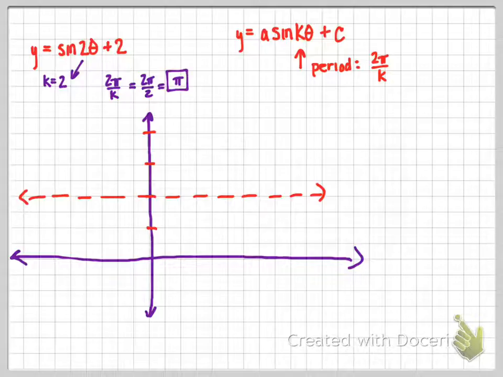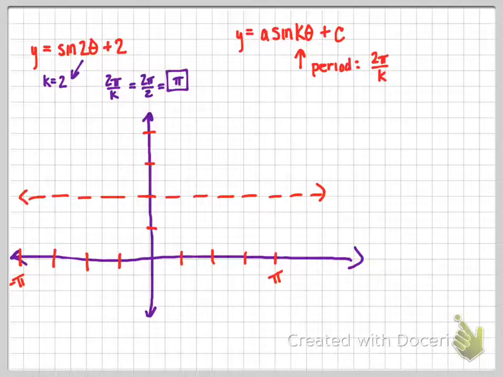What I am going to do is go out 2, 4, 6, 8 in each direction, 2, 4, 6, 8, and I'm going to label a positive and a negative period. In this case, the period is pi. So instead of labeling negative 2 pi to 2 pi, I'm going to label negative pi to pi. Okay, and then I'm going to approach this the exact same way that I approached labeling my period before.